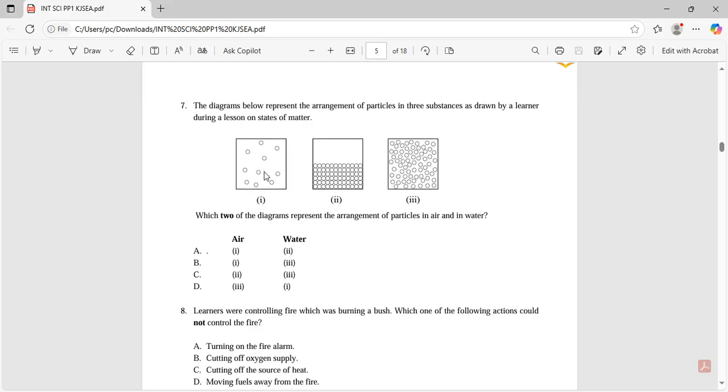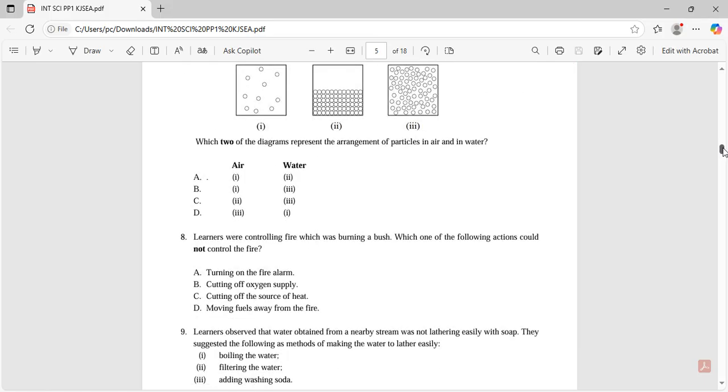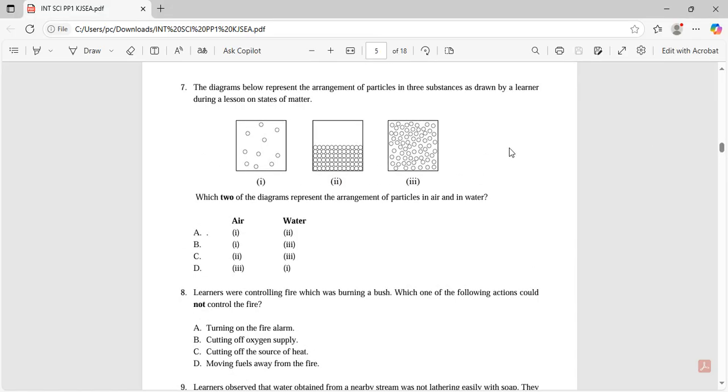So even before we give one here, this one is gases, two solids, three liquids. You're being asked which of the two diagrams represent the arrangement of particles in air and in water. So choice 1 and choice 3. Choice 2, compact, is solid. So give choice 1 and 3.